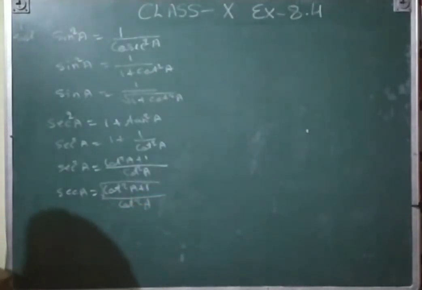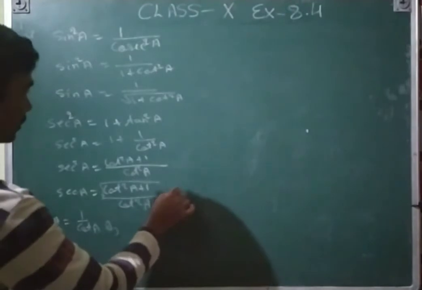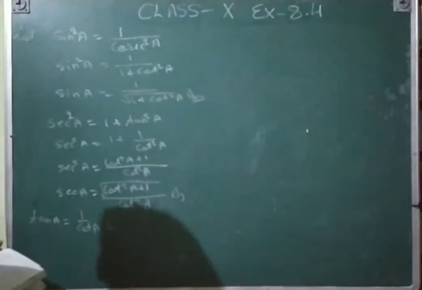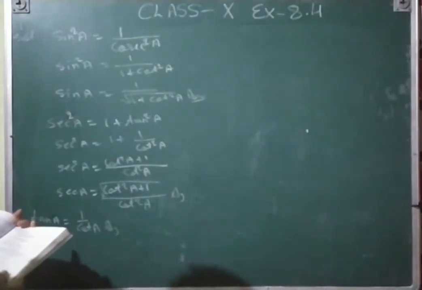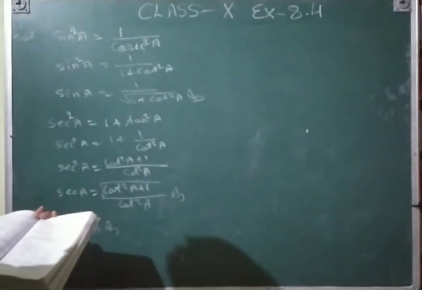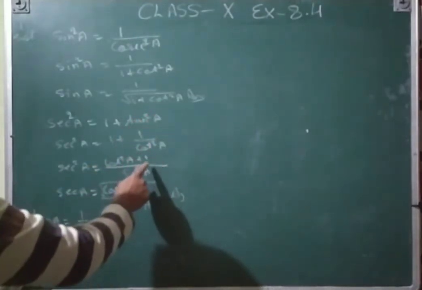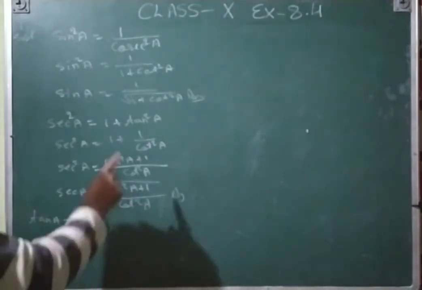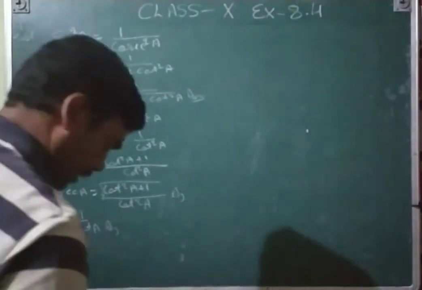And then last is tan A. Tan A is equal to, we know, 1 upon cot A. This is the answer, this is also an answer, and this is also an answer. And then the second question, you will do similarly: write all the other trigonometric ratios, all five, of angle A in terms of sec A. Here we found them in terms of cot A, and in the second question similarly you will do it in terms of sec A.